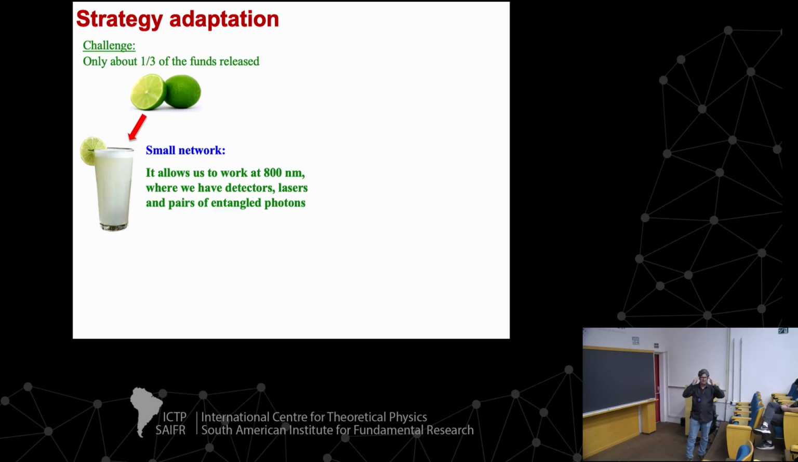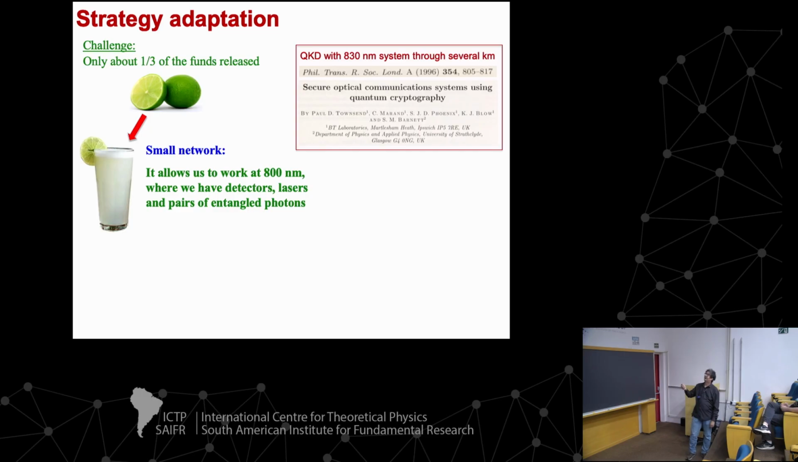The whole size of our network is like 10 kilometers. So we hope to get from one end to the other, but the photon will not be able to come back, okay? So in this process we are just sending and receiving back over a smaller distance. This was done before. We are not inventing this. You can find this work from 1996, where they show how to do quantum key distribution with photons at 830 nanometers in a system with telecom fibers. It's not trivial, okay, but it's doable, and that's what we are trying to do.